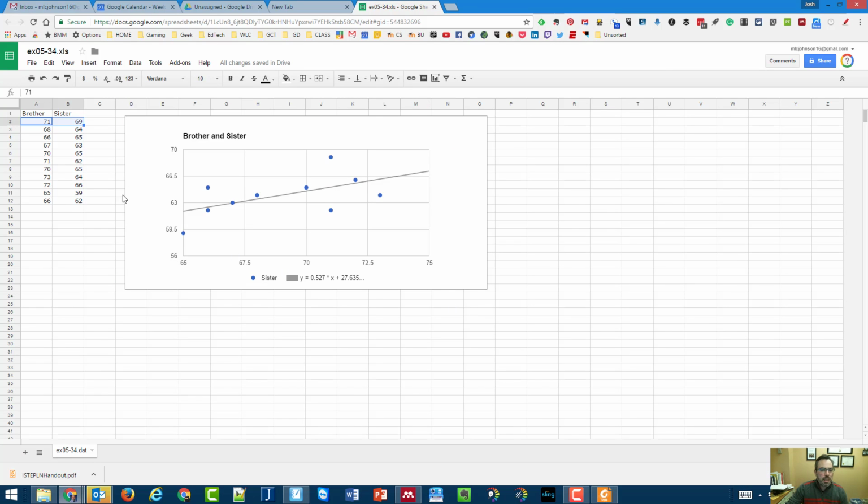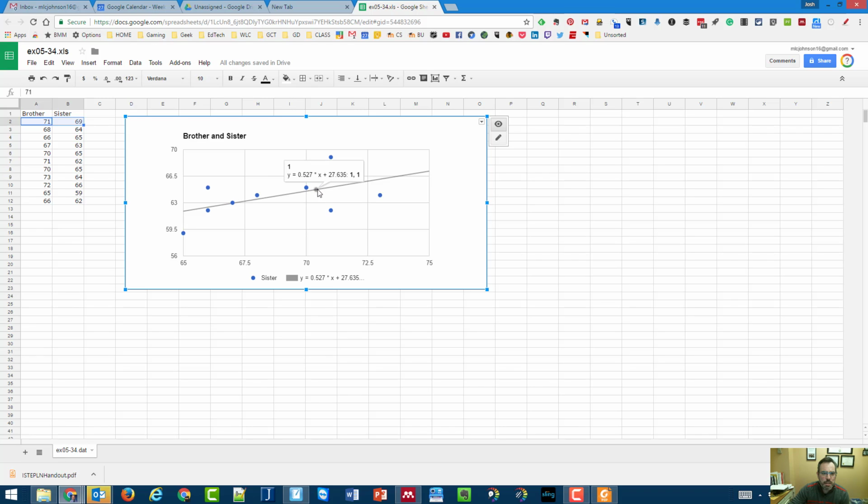All right, so here I've got this data again, and I'm going to look at it, and I actually have somebody here who is 70 inches tall. And their sister was 65 inches tall. I predicted that it would be about 64.525. So I'm really close in my prediction.